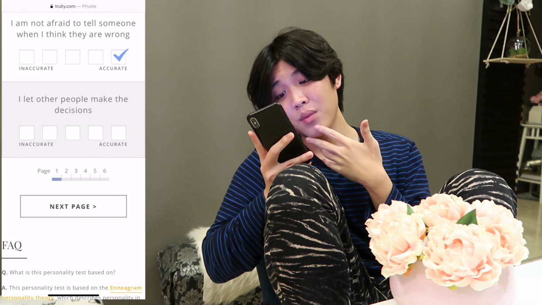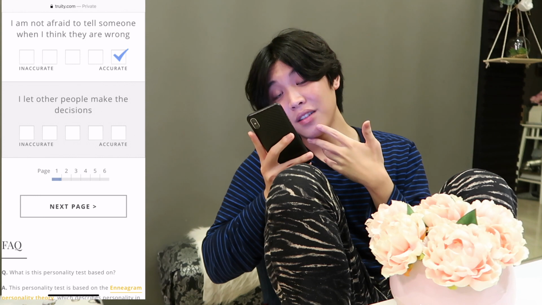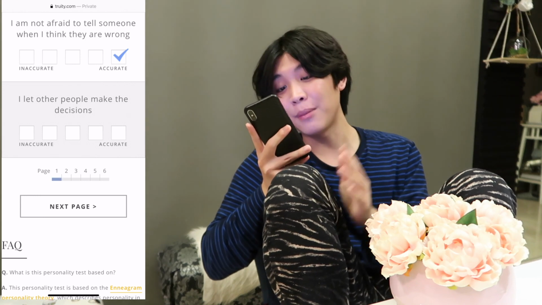Oh my gosh, how many pages are there? What the hell? We are only at page number 1? Okay, so we are gonna speed things up now.